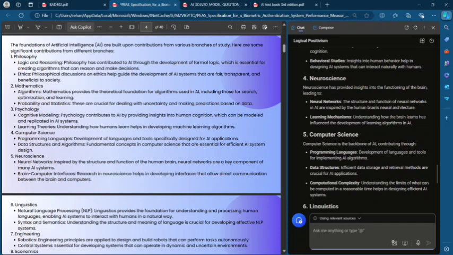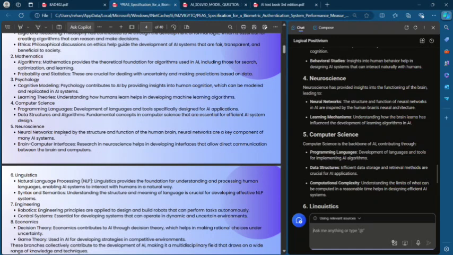So in programming, we can use many languages to build an AI algorithm. Then data structures: efficient data storage and retrieval methods are crucial for AI applications. For example, a linked list, how it is used to move from one node to another node, and then stacks and queues, how they process data. You can put that under data structures. And computational complexity: understanding the limits of what can be computed in a reasonable time helps in designing efficient AI systems. So in computer science you can put this complexity, which algorithm is more efficient, the efficiency of an algorithm, which we have already studied in ADA, right? So it's not a problem.